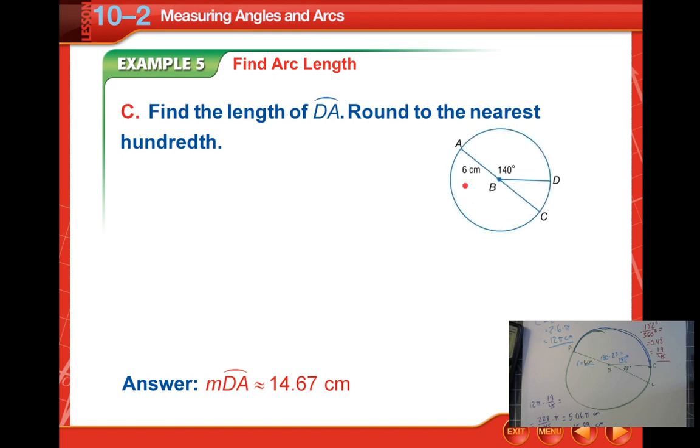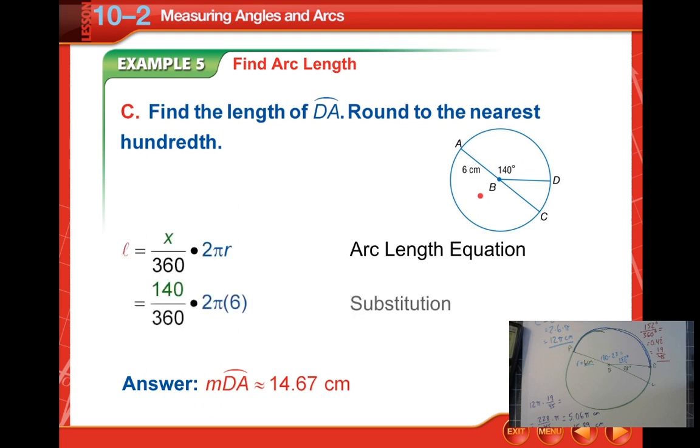Similar thing right here, we have D to A. It's almost exactly the same problem. They just changed 140 from 152. Please give these a try on your own so you can feel comfortable with what's going on.